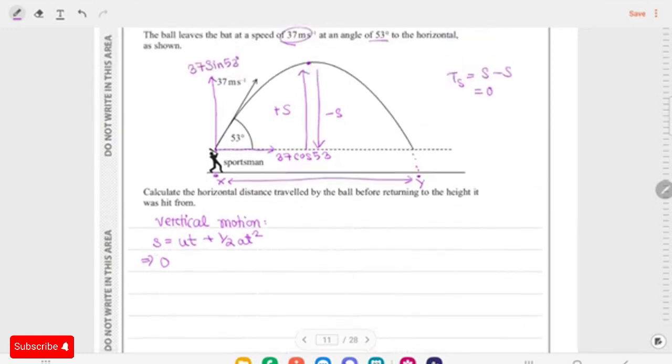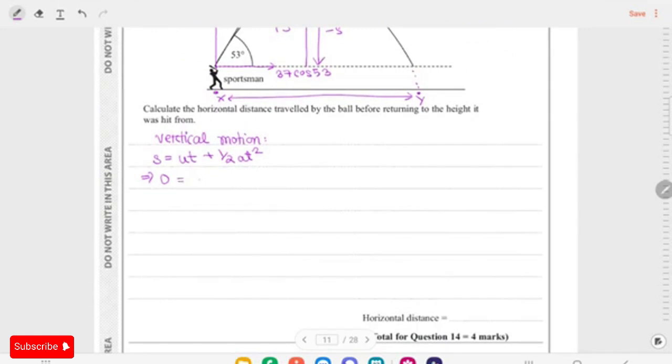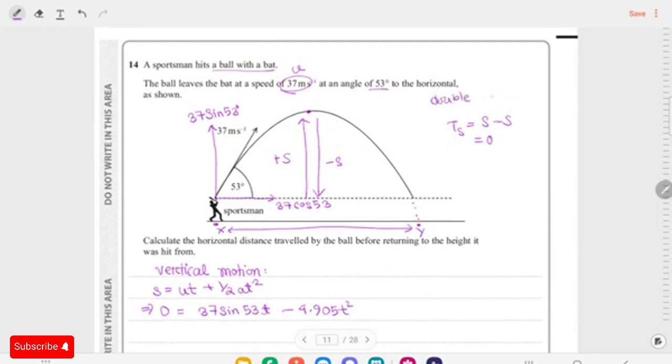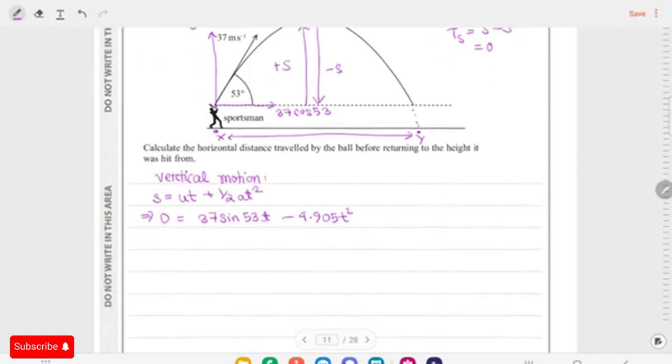For u it was 37 sin 53. So you get 37 sin 53 t, and half a means what? 9.81 multiplied with half, which is 4.905. So we can write 4.905 t². One thing, this is a case of projectile motion, so over here your value for a is negative, right? Because in projectile motion the overall sign for your acceleration is negative. So let's remember one thing again: for projectile motion, a is minus g. Okay, so now we'll move on.